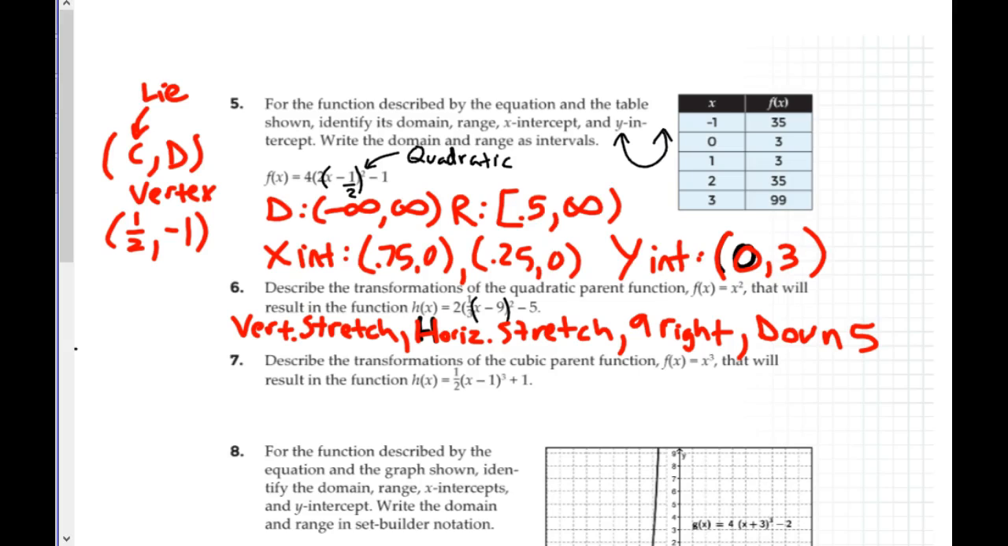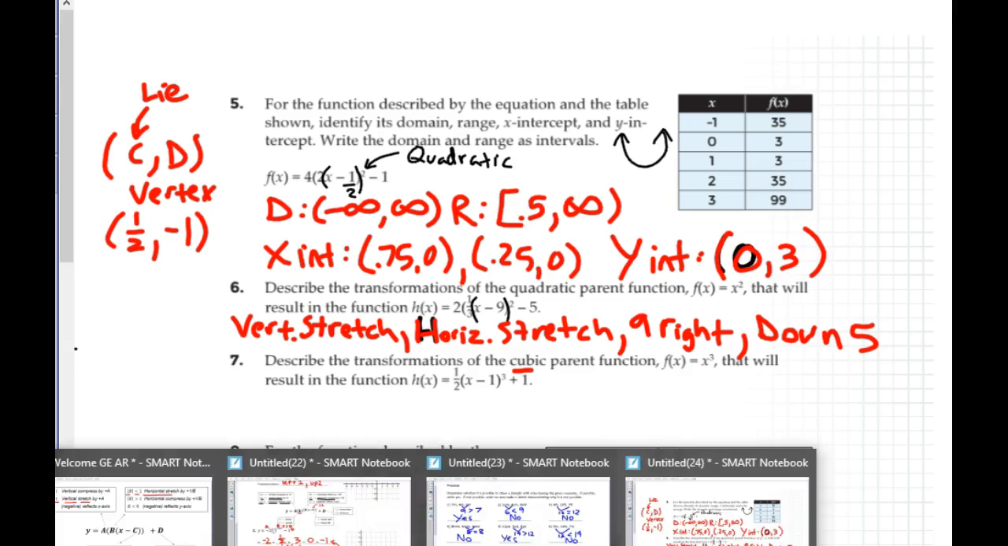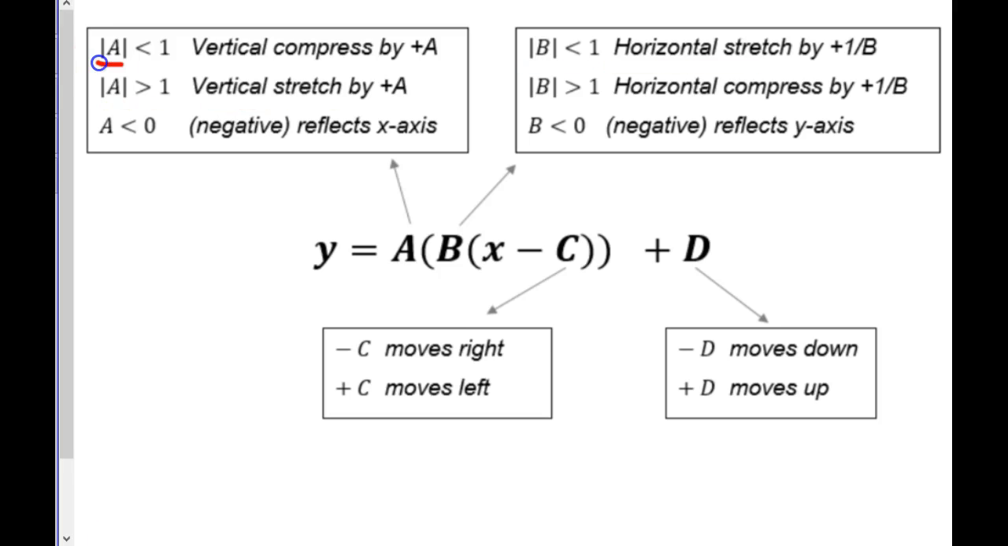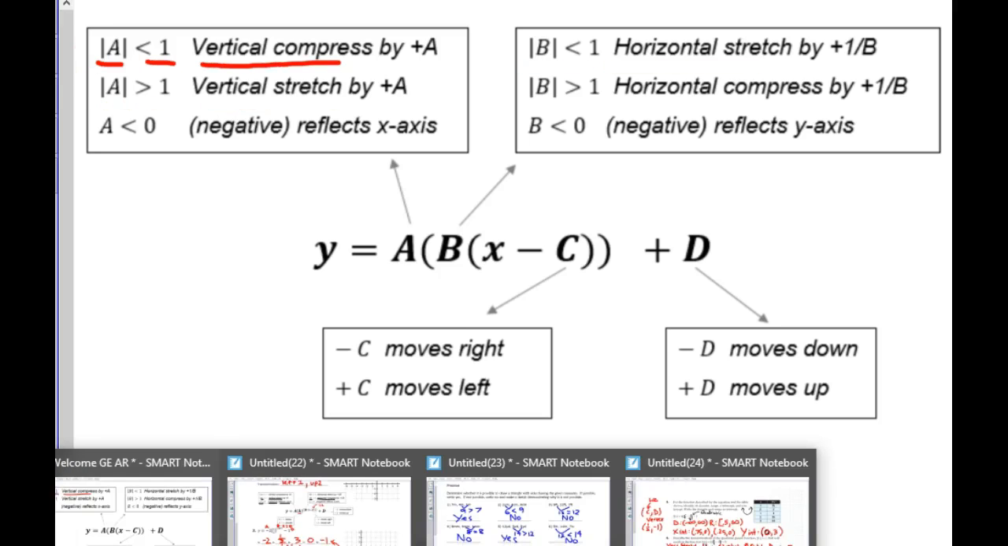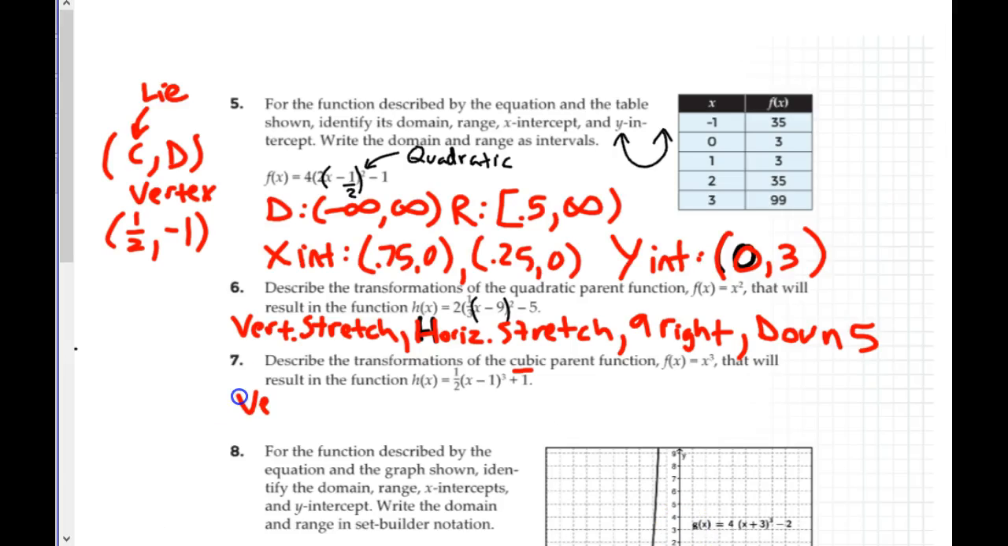Alright, now we're talking about a cubic parent function. So now we're talking about cubed. It's a little different. Now, again, A is out front, right? So if A is 1/2, so that's less than 1, that's a vertical compress. There's no B, and C is a liar, so it's actually right 1. And then that plus 1 is up 1.